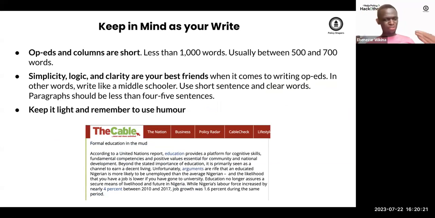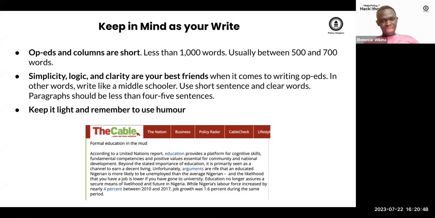Just keep it short, keep it focused, go straight to the point and make your points in a simple, logical, clear way. They say a middle schooler, a primary school or basic school person, should be able to read your memo or op-ed and understand what you're trying to say. It should be very easy: short sentences, avoid too many semicolons and complexity. Just keep it simple, keep it easy, so people can understand what you mean.